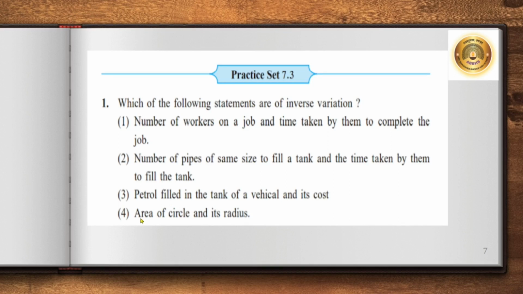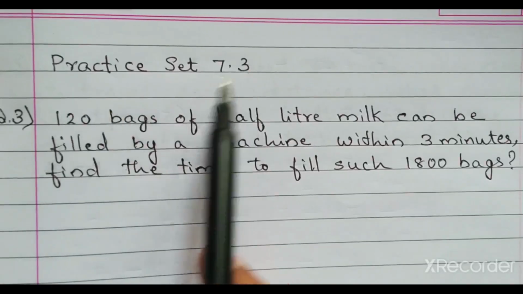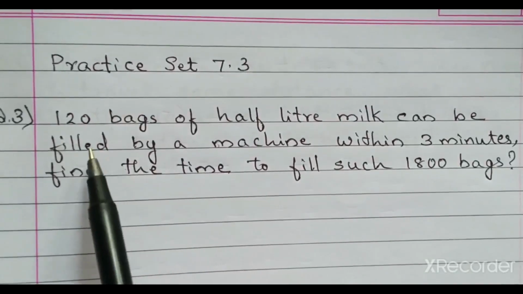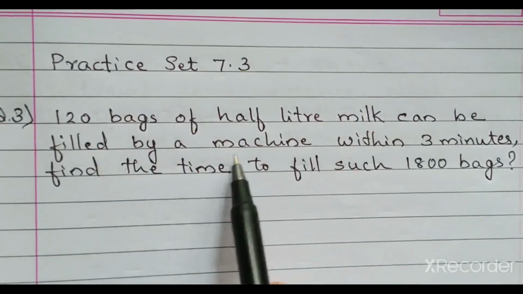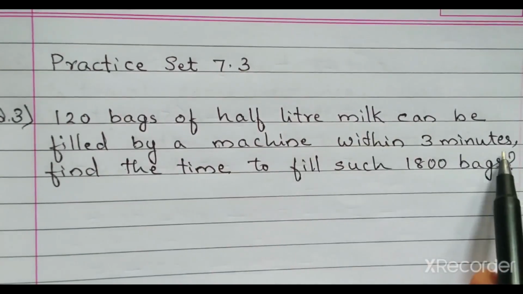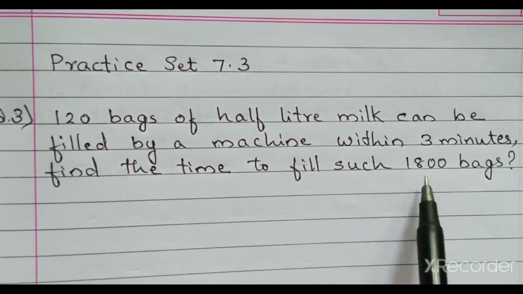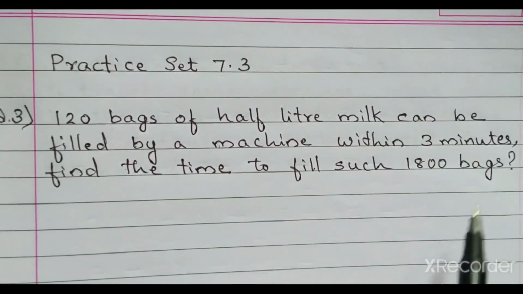The last one, area of a circle and its radius. So when the radius increases, the area also will increase. That means it is a direct variation. So please write these questions in your notebook with the answers. Now let's see practice set 7.3, question number 3. The question is, 120 bags of half-liter milk can be filled by a machine within 3 minutes. Find the time to fill such 1800 bags.